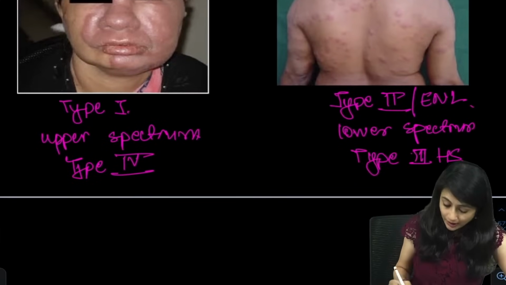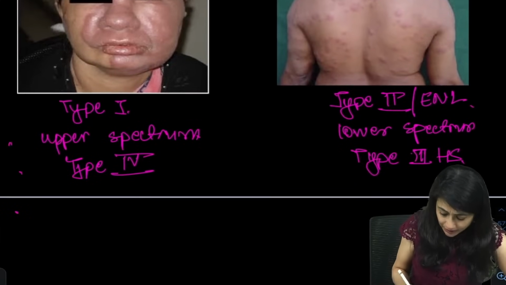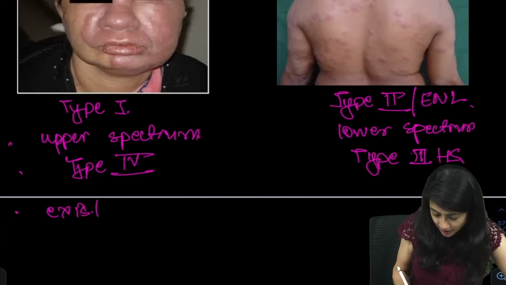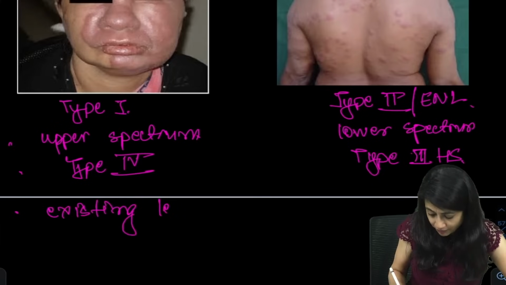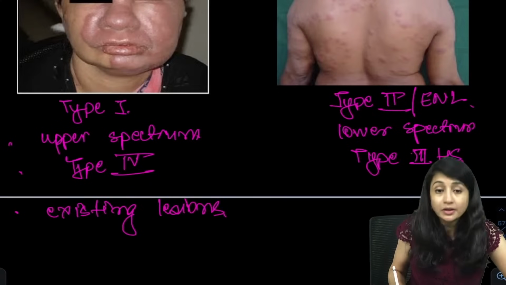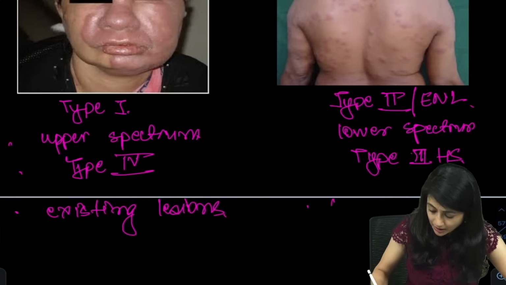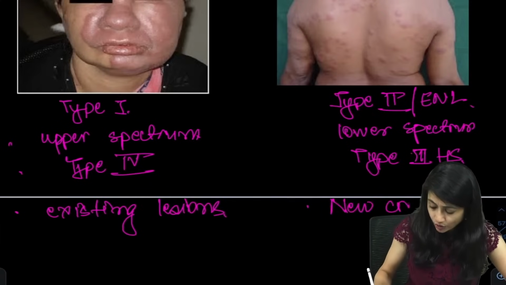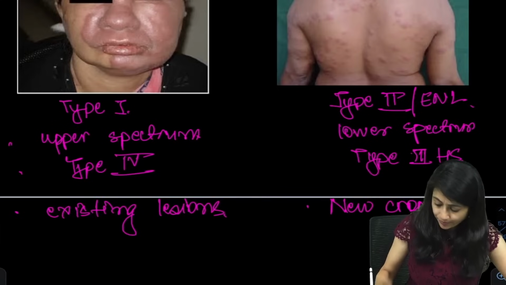Here you see the existing lesions become more inflamed, more tender, more red. Whereas here you see new crops of lesions. New crops of lesions are coming.